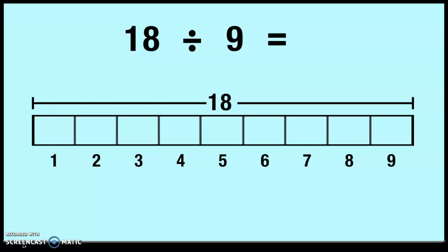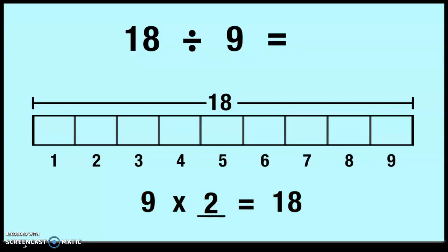Now we can solve our problem. Let's think about what multiplication problem can help us solve this problem. 9 times a number equals 18. Do you know what number we need? We need the number 2 because 2 times 9 equals 18.